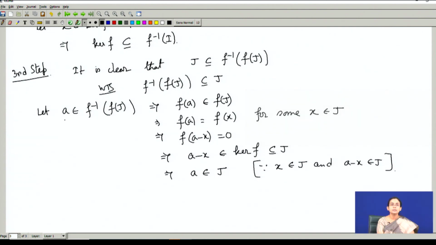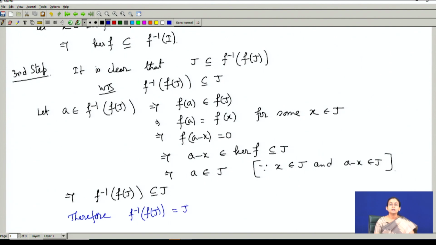Therefore, you can see I have started with an element a which was in f inverse of f of J, and I have proved here that this a in fact belongs to J. So, this implies that f inverse of f of J is sitting inside J. So, this proves the following fact. Let me write it down. Therefore, we have proved that f inverse of f of J is equal to J. So, this is what I have proved.